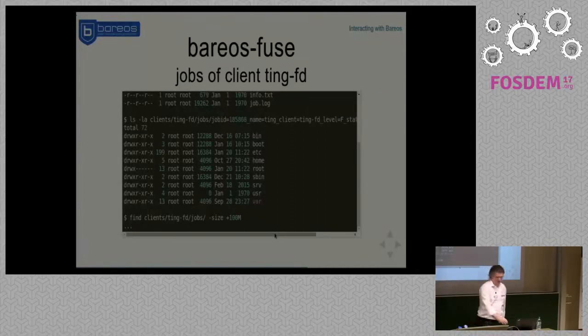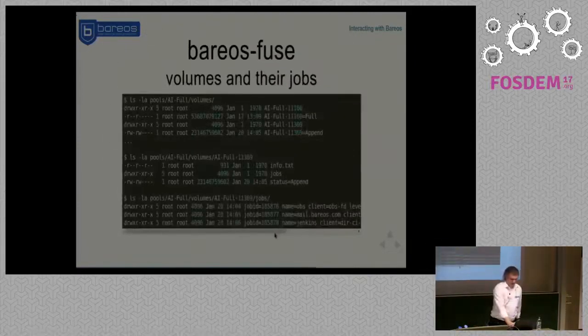You not only can see the jobs of specific clients, you can also get a list of your pools and the volumes in your pools. Then you can immediately see we have this always incremental full volume that is in status full. So we have written this amount of bytes to this volume, and it's in read-only mode because it's full. And here on this other volume, you see it's in append mode, so you can still write data to it, and therefore it's read-write. The last time data was written to it was the 20th January.